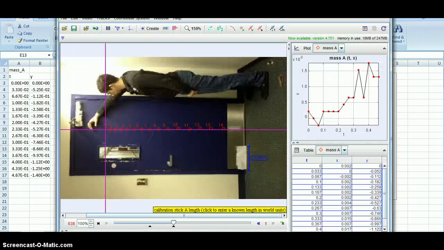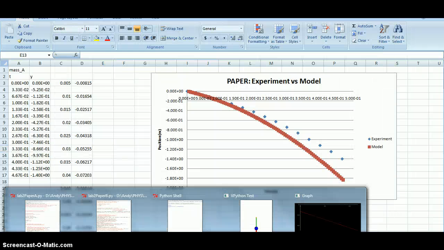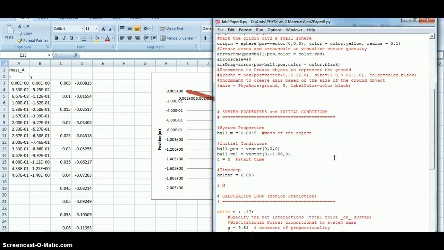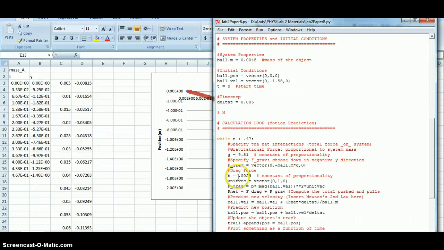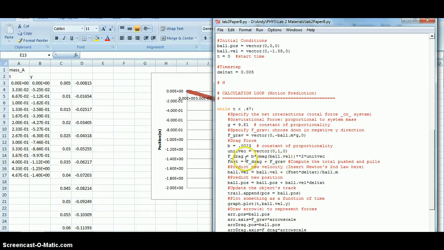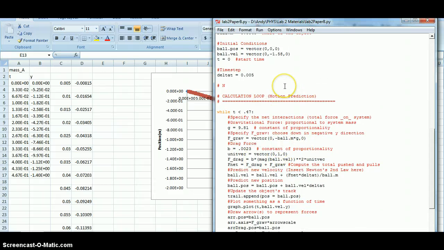So I went back into Python and I set the constant of proportionality B equal to 0.0023. I played around with it and found this constant of proportionality to work well. The drag force is this constant times the magnitude of the velocity squared times the unit vector of the velocity, so in that direction. Therefore the net force is F drag plus F grav. All the rest of the initial conditions were the same.